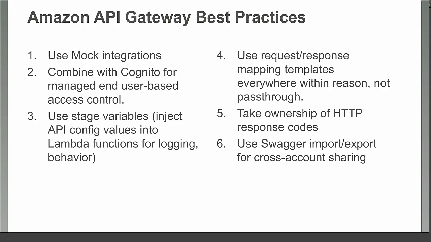Next, decoupling is a key part of the serverless architecture. So decouple everywhere you can, and one of the ways that you can do that is through mapping templates. Don't have your Lambda function responses be fully coupled with the API Gateway responses that your clients are seeing. Introduce mapping templates wherever you can within reason so that should there be any changes that happen on the backend Lambda function that would not be backward compatible with anyone on the API front end, these mapping templates will be the first place that you could catch something like that. And next, if you're going to be using API Gateway across multiple AWS accounts that you own, use the Swagger import-export capabilities for cross-account sharing.